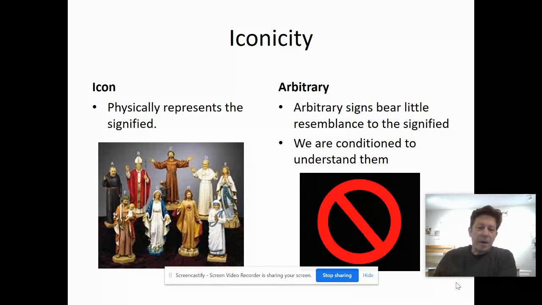Icons are depictions that look like the things. So we see these saints, and they are supposed to depict that person and look like that person, just like the thundercloud was supposed to look like a real thundercloud. Arbitrary signs are signs that bear no resemblance to what they're trying to communicate, but we learn over time to interpret them that way.